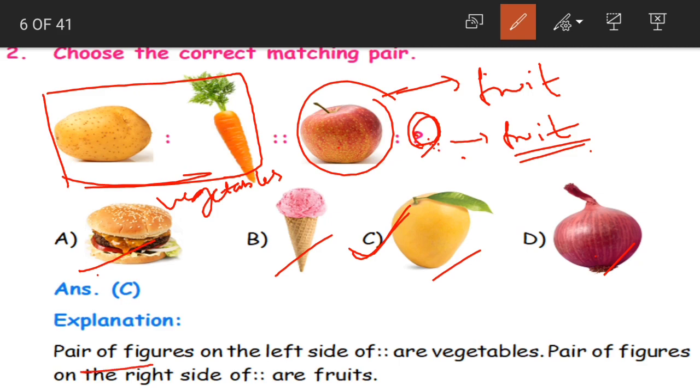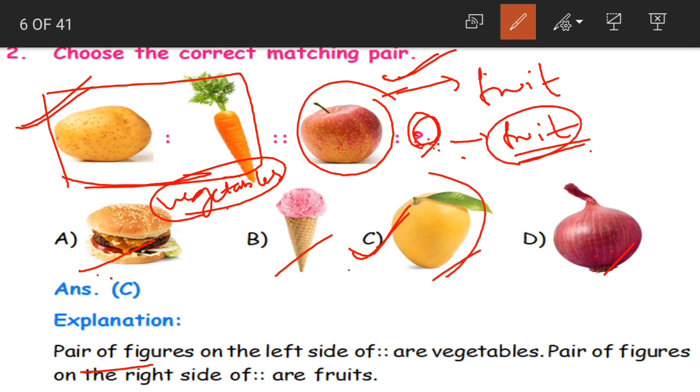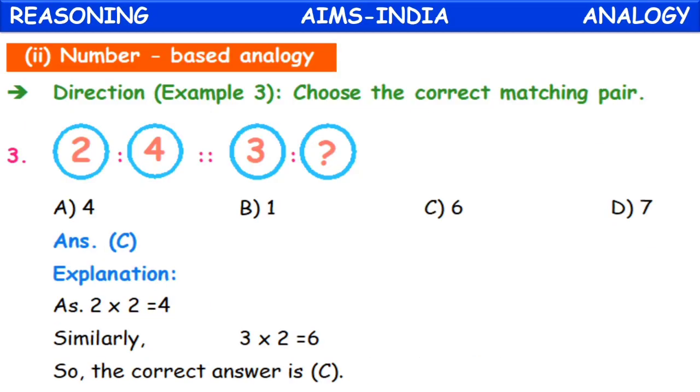Understood? Pair of figures on the left side are our vegetables and pair of figures on the right side are our fruits. Now from the given options only mango is a fruit. So we have chosen mango as the correct answer. Next we have number based analogies. Choose the correct matching pair.